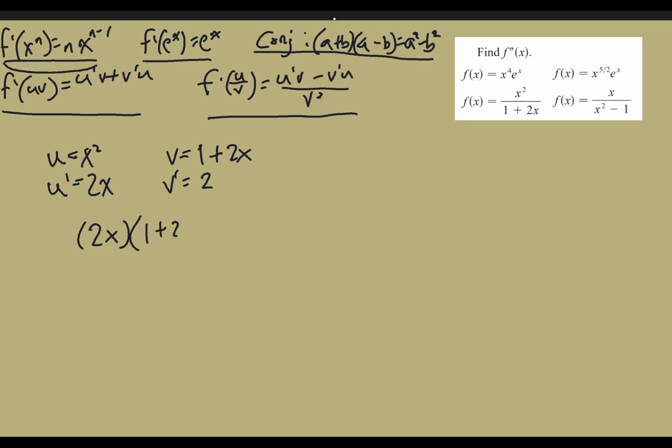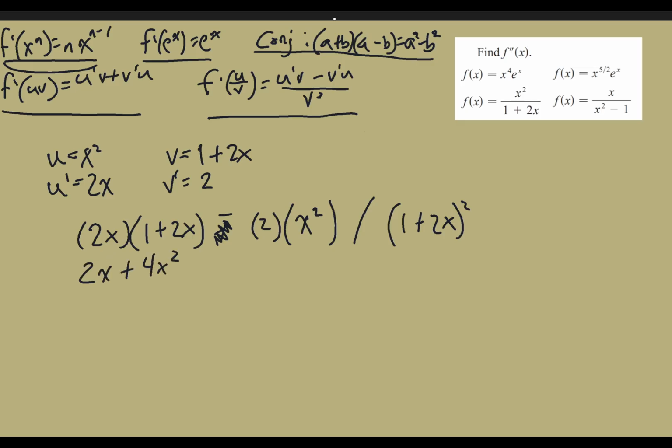U prime times 1 plus 2x, v, plus v prime u. Except it's not a plus, it's a minus with the quotient rule. And that whole thing is going to be divided by v squared. So let's combine these. It's going to be 2x plus 4x squared minus 2x squared. So we end up with 2x squared plus 2x divided by, that's going to FOIL out to 4x squared plus 4x plus 1.